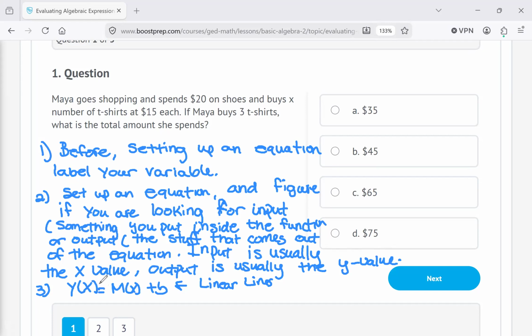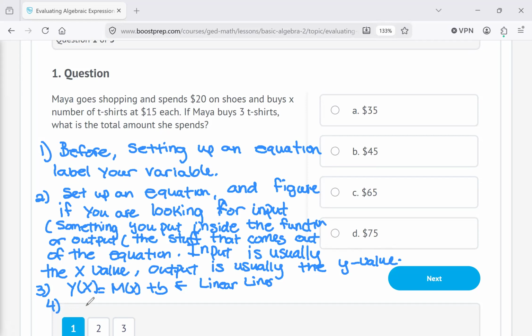It's a linear equation. M is the slope, B is the y-intercept, or you could think of B as the starting point. So you might use this one in these problems, and then you're either going to find the input or the output.